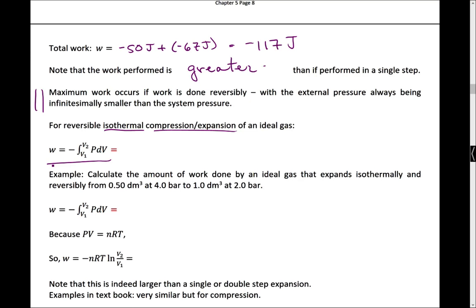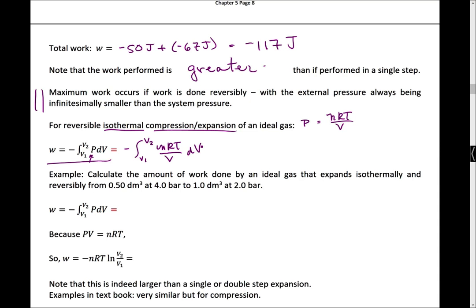All right, so for reversible isothermal compression expansion of a gas, I'm going to start with our definition of work for expansion and compression. So I have the integral V1, V2 of the pressure times dV, right? So we need to determine the pressure dependence on the volume then, all right? So what I can say is that P is equal to nRT over V, right? So I substitute that in for the pressure. It's going to be minus integral V1, V2, nRT over V dV, right?